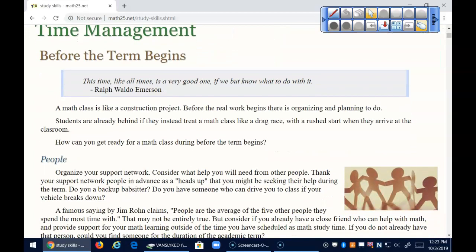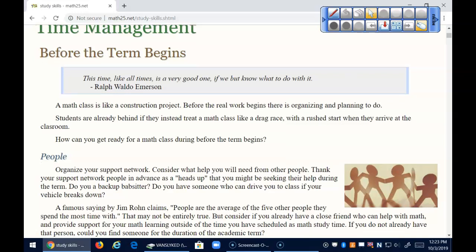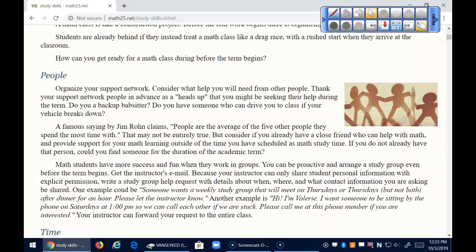There's things to do before the term begins. It's a little late now, since we're towards the end of the first week, but in general, don't treat a college class like a drag race, where you show up to the room and have to run off at a quick start right away. Right? Have some momentum before you actually show up in class for the first time, and things will be a lot easier. So we talk about that a lot, and the one I want to emphasize, because it's sort of my job to scare you a little bit, but only a little realistically, is to think about your support network.